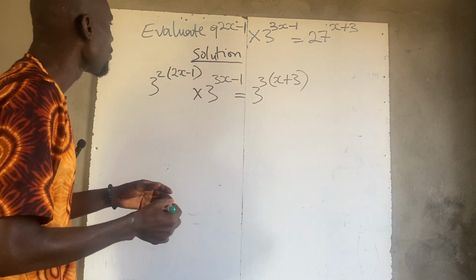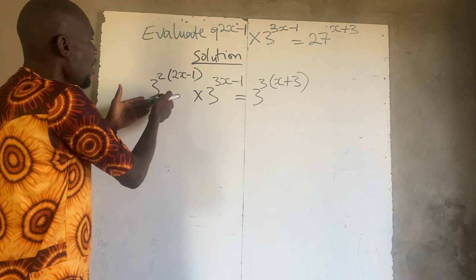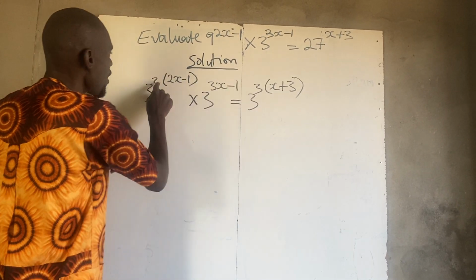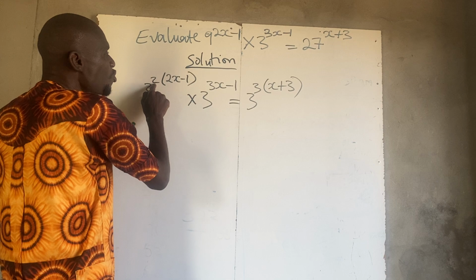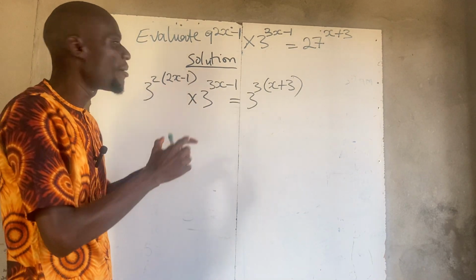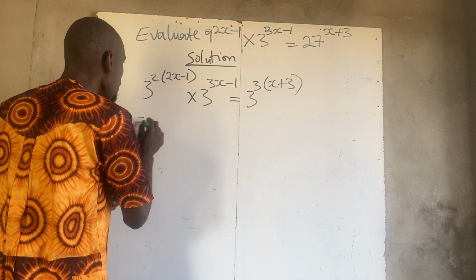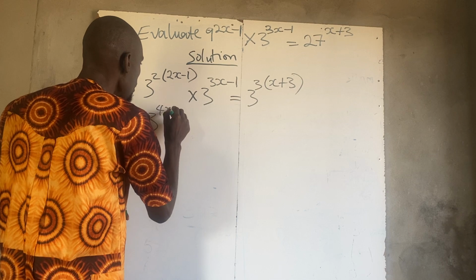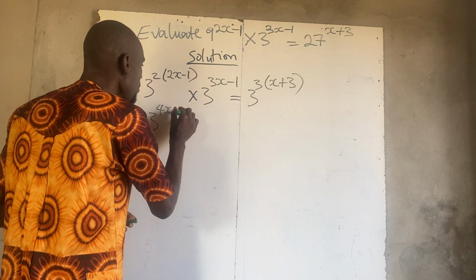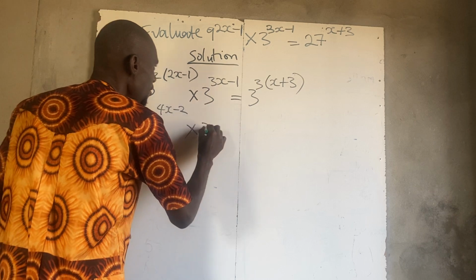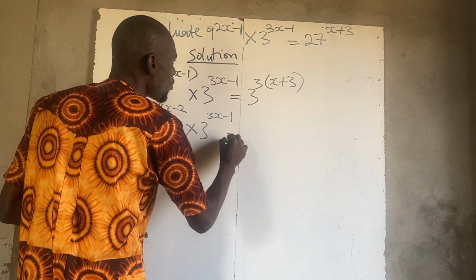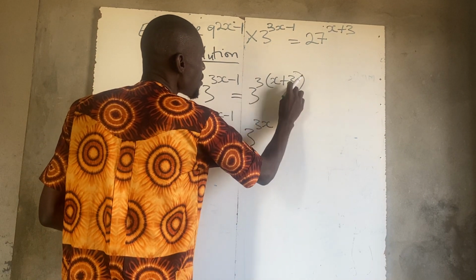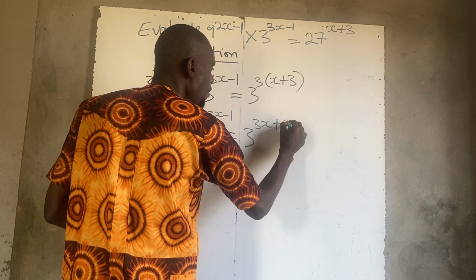So at this point now you can see that the bases here are the same, but let us first of all work on the powers. If we open this bracket here, it means 2 will multiply everything inside this bracket. So we will now have 2 into 2 will give us 4x, 2 multiply minus 1 will give us minus 2, multiply by 3 raised to the power of 3x minus 1 equal to 3. 3 goes into this will give us 3x. 3 multiply 3 will give us 9.